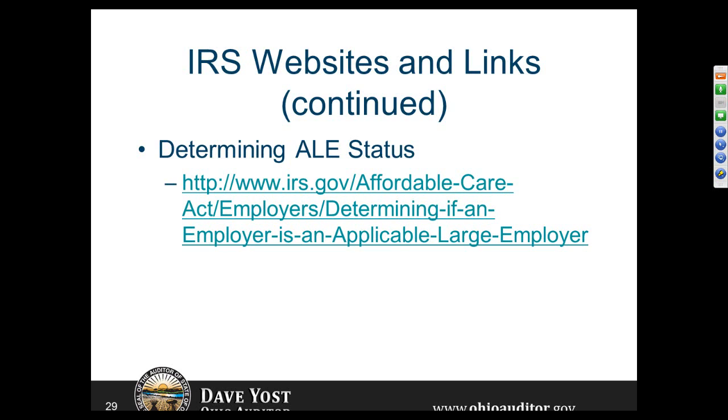One thing I would like to note at this point is you're going to use 2014 employee full-time equivalent count to determine if you're an applicable large employer for 2015, which is actually reported in 2016. So you use your 2014 employee numbers to determine if you're a large applicable employer for 2015 filing, which actually happens at the beginning of 2016.